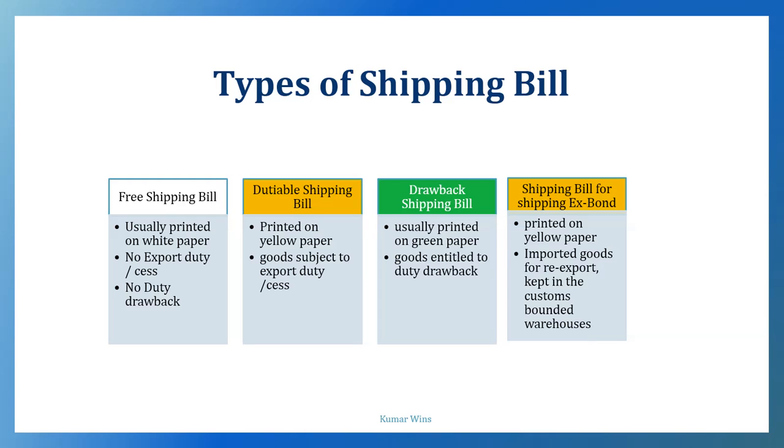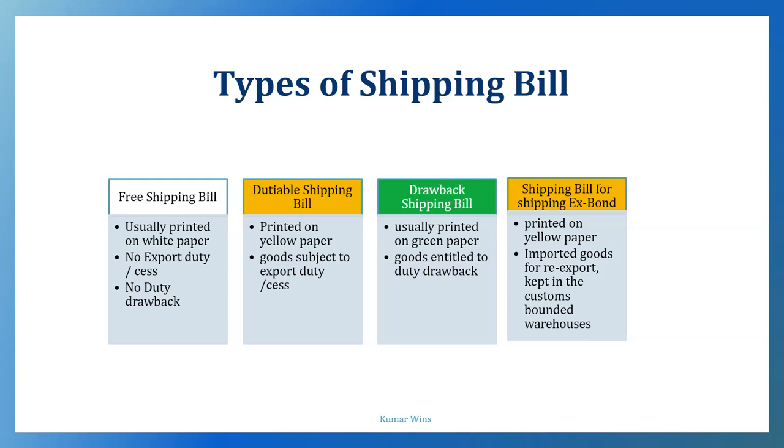There are different types of shipping bill. I have mentioned here 4 different types of shipping bill. First is free shipping bill. Second one is dutiable shipping bill. Third is drawback shipping bill. And the fourth one is shipping bill for shipping ex bond.